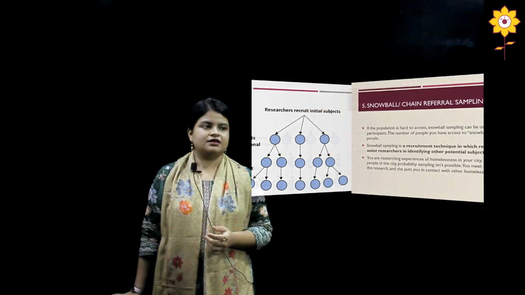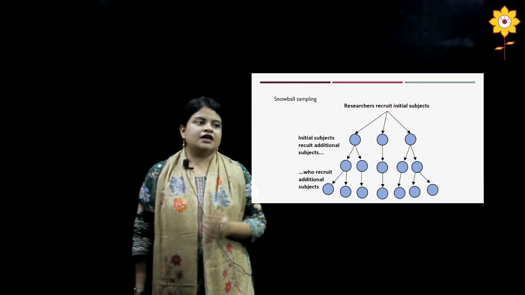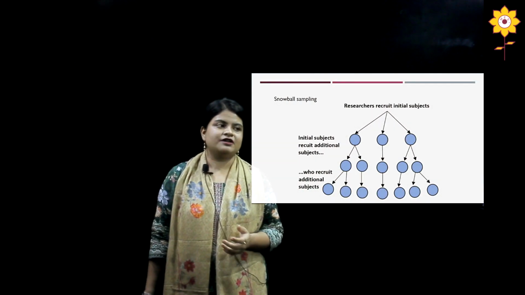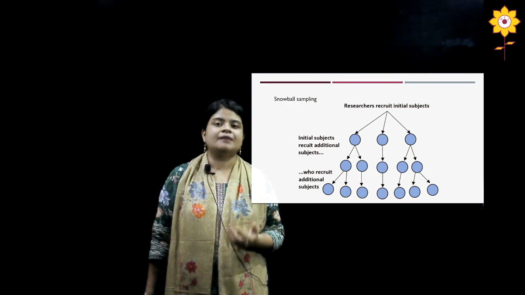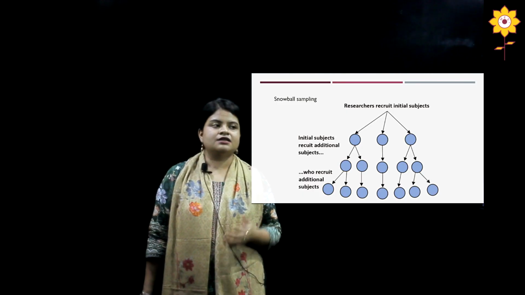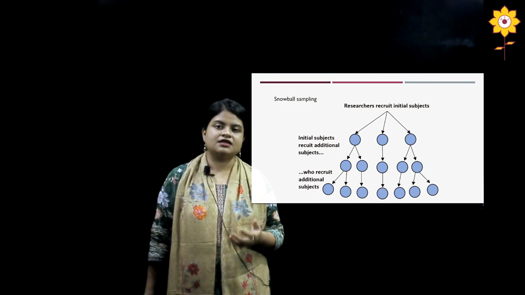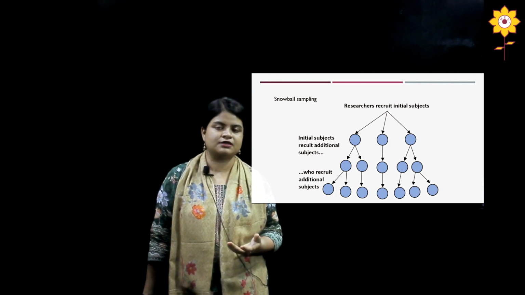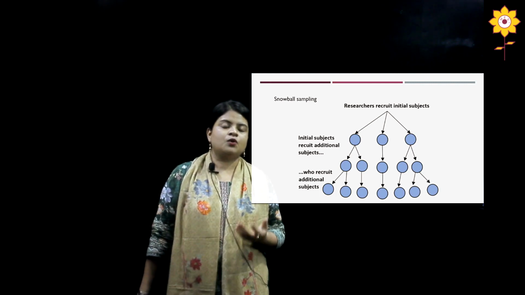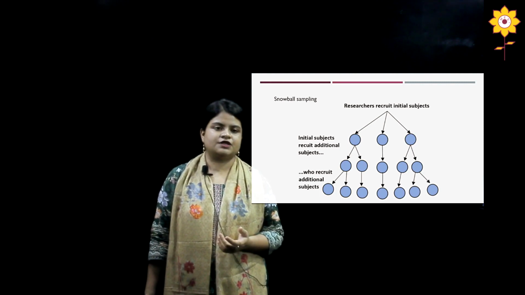Now if you see, this is what it looks like. In snowball sampling, the researcher will recruit initial subjects based on the characteristics. Since the sample is very hard to find, the researcher will also ask his initial individuals or samples to recruit further individuals, that is the samples, who fit the criteria of the research study.